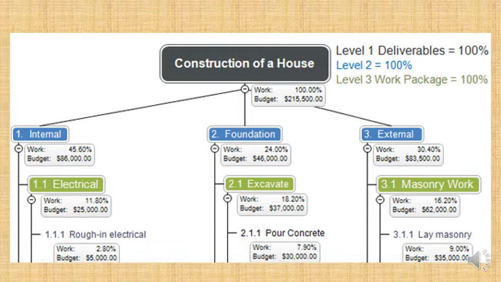And then we have a budget. So that's the amount of budget that is spent for each work package. And then you basically have the medium level work packages. So you can see the internal work is 86,000, the foundational work is 46,000, and the external work is 83,500. That means that the total budget cost for this project is $215,500 to build this house.